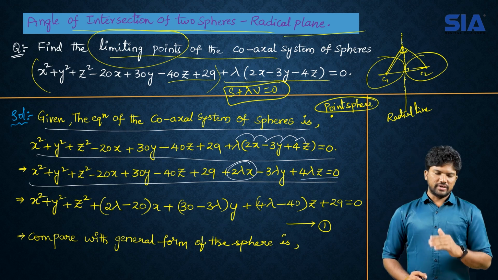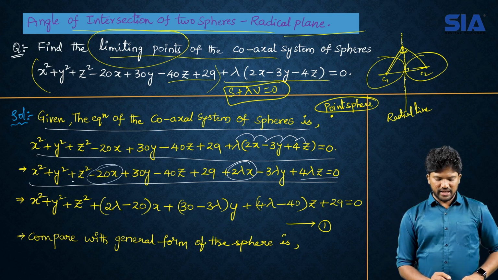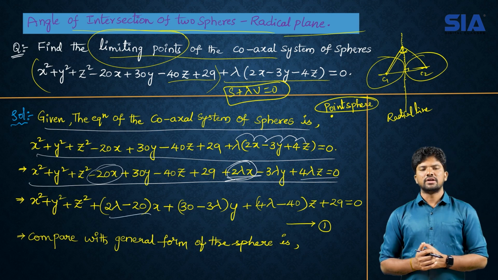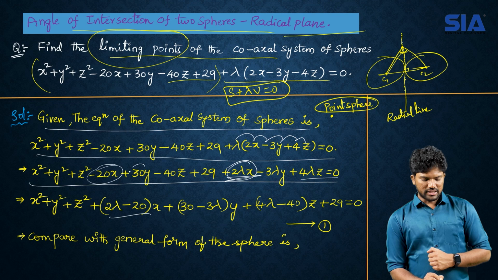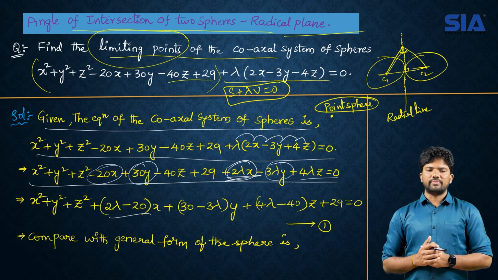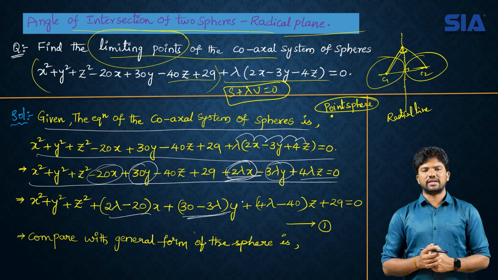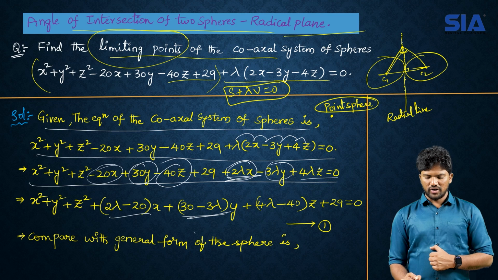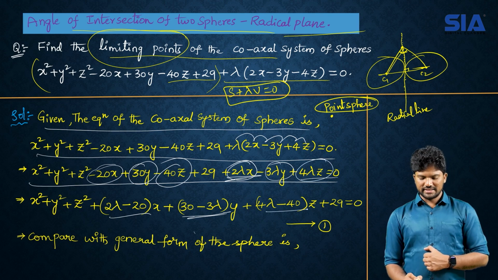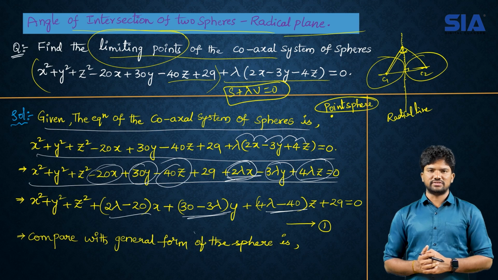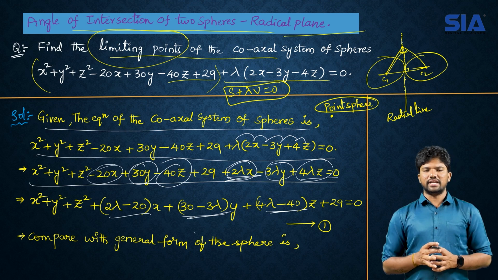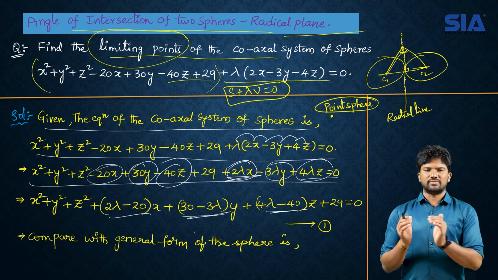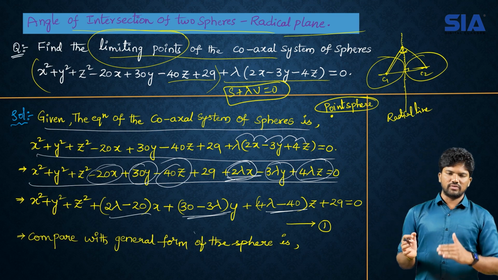That is the equation. Now see here, minus 20x is there and plus 2 lambda x is there. Take x common: (2 lambda minus 20) x. Then 30y and minus 3 lambda y: take y common, we get (30 minus 3 lambda) y. Then minus 40z and 4 lambda z: taking z common, (4 lambda minus 40) z, and the constant value is 29, equal to 0.